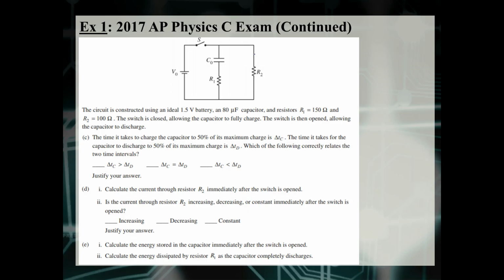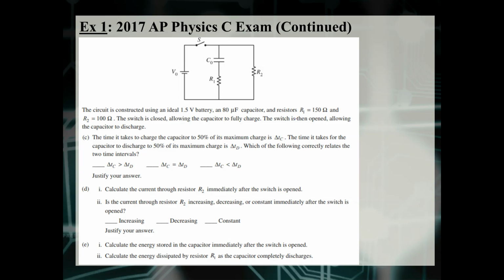Okay, now we get into the second part of the question. So now it starts to give us numerical values. It says the battery has a voltage of 1.5 volts. The capacitor has a capacitance of 80 microfarads. Resistor 1 has a resistance of 150 ohms, resistor 2 100 ohms. Okay, it says the switch is closed, allowing the capacitor to fully charge.